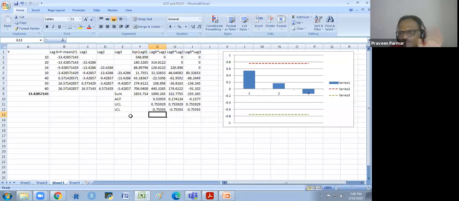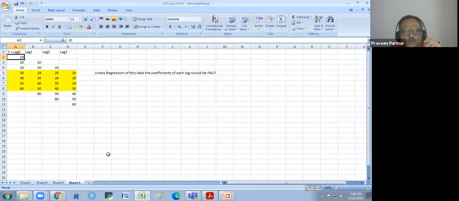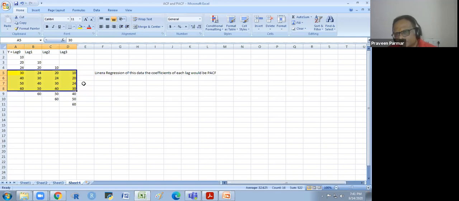Now we see the PACF. In the PACF, we have the lags. We are not getting the deviation here. Here we use the linear regression of this data. The coefficients of each lag would be the PACF. So we copy this and paste it here, leave one row, then paste it again, leave one row, and in this way. And we take only this much. Does that make sense to everyone?